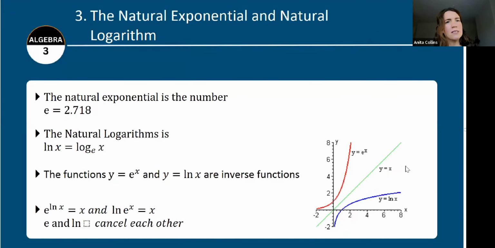Right, we're on to part 3. This is quite a big lesson. We're looking at the natural exponential and the natural logarithm. So there's a few new ideas here.